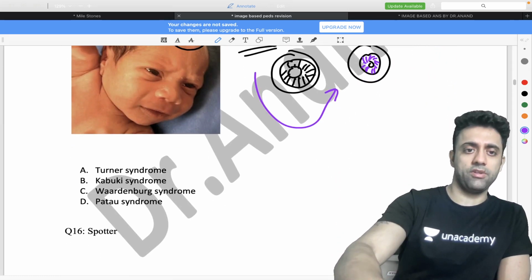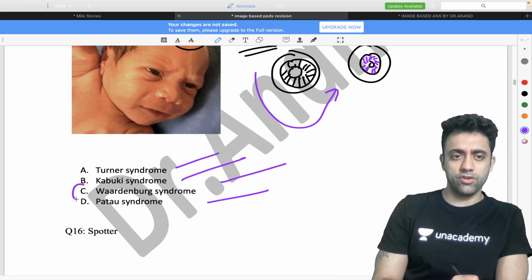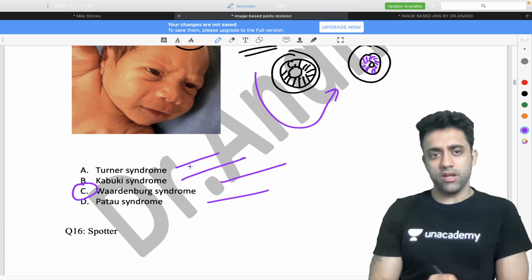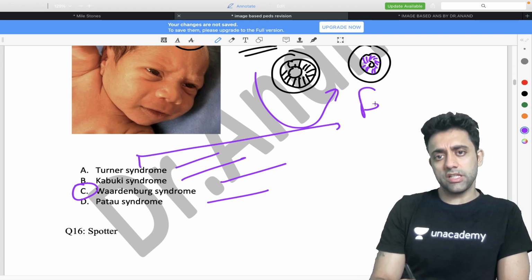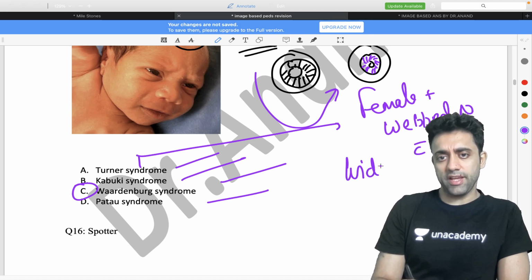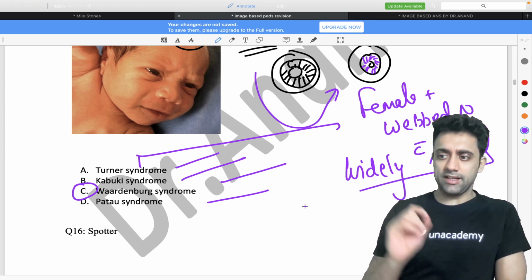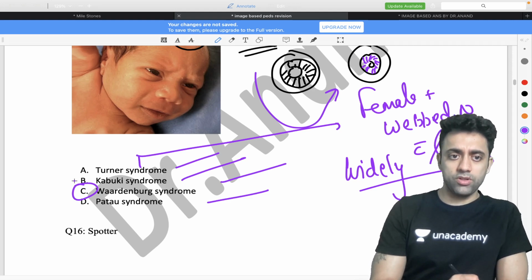The options were Turner syndrome, Kabuki syndrome, Waardenburg syndrome, and Patau syndrome. The answer is Waardenburg syndrome. It's not Turner syndrome because Turner syndrome is seen in females: a female with a webbed neck, with widely spaced nipples, and amenorrhea and all that, that is Turner syndrome.